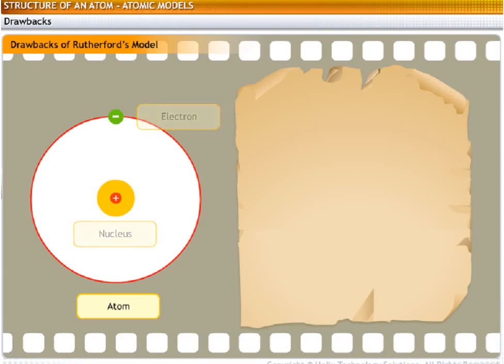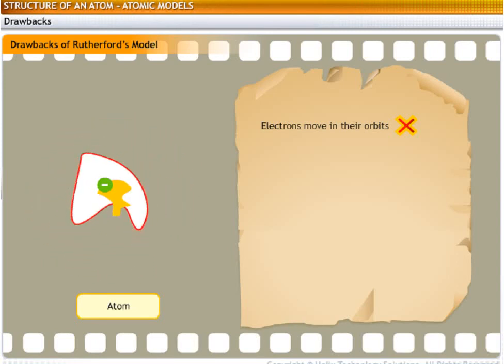According to Rutherford's model, the electrons, while moving in their orbits, would give up energy. This would make them slow down, gradually move towards the nucleus, follow a spiral path, and then fall into the nucleus. Ultimately, the atom would collapse. In reality, however, an atom is stable. Therefore, this particular assumption made by Rutherford was inaccurate.